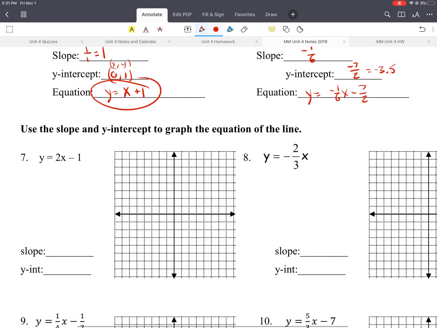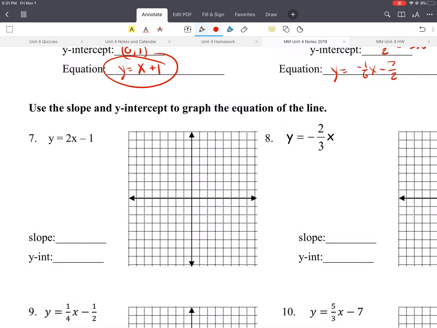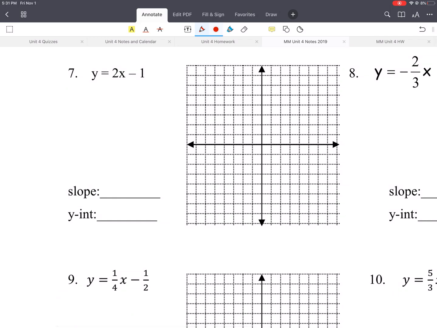Okay, let's do some other problems. They give us an equation. We want to find the slope, y-intercept, and then graph. So here, looking at our equation, m is our slope, which is the same as 2 over 1 if you wanted to have your rise over run. And then our y-intercept would be 0, comma negative 1.